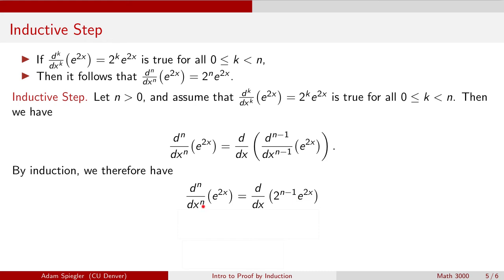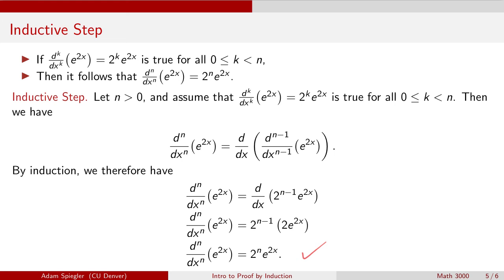And now to get the nth derivative, we just take one more derivative. So the 2 to the n minus 1 gets pulled out. And then we apply the chain rule again to the e to the 2x. So we have this constant that gets pulled out. This constant comes down from the chain rule. And now we can simplify. And we've shown that for the nth derivative, yes, indeed, we do get 2 to the nth power times e to the 2x. So the inductive step also checks out.